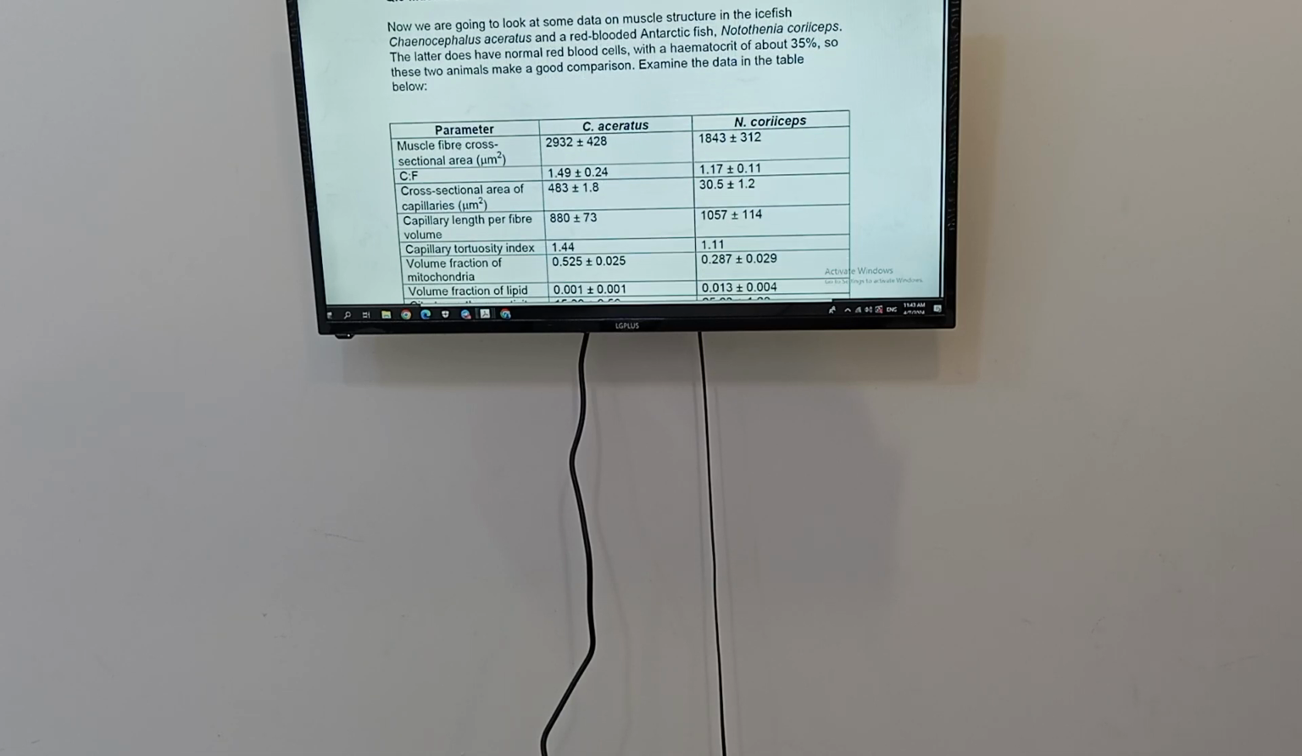Muscle structure. Now we're going to look at some data on muscle structure in the ice fish. This is its scientific name, Cynocephalus aceratus, and the red-blooded Antarctic fish, called Notothenia coriiceps. The latter, this one, an Antarctic fish, does have normal blood cells with a hematocrit of about 35%. So these two animals make a good comparison.